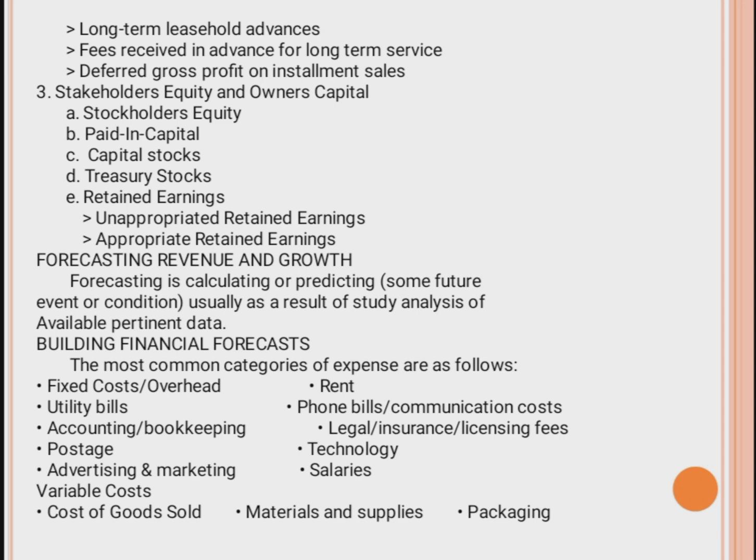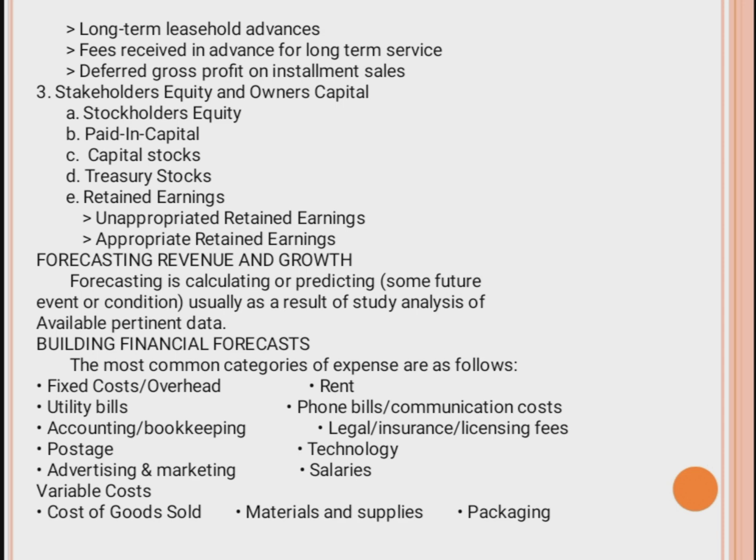Next, forecasting revenue and growth. Forecasting is calculating or predicting some future event or condition, usually as a result of study and analysis of available pertinent data. Next, building a financial forecast. The most common categories of expense are as follows. Number 1, fixed costs or overhead. Next, utility bills. Next, rent.